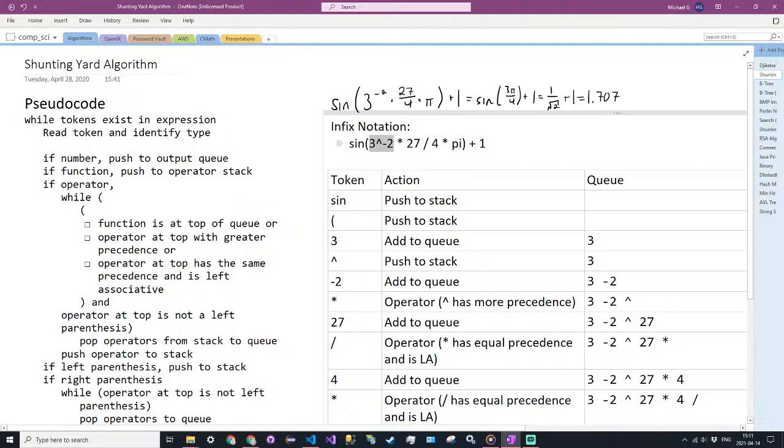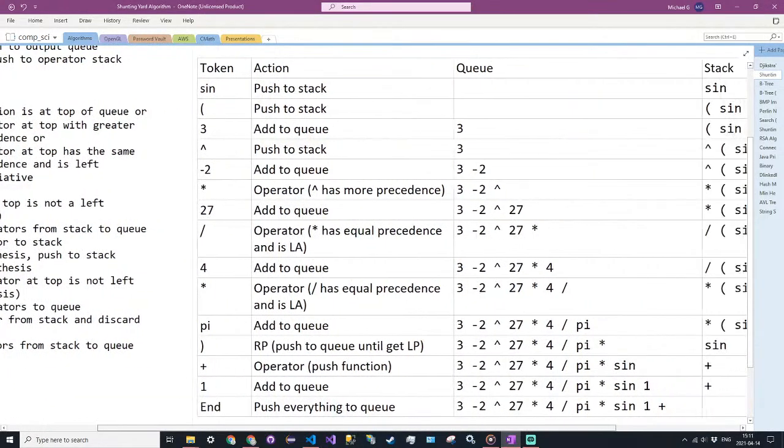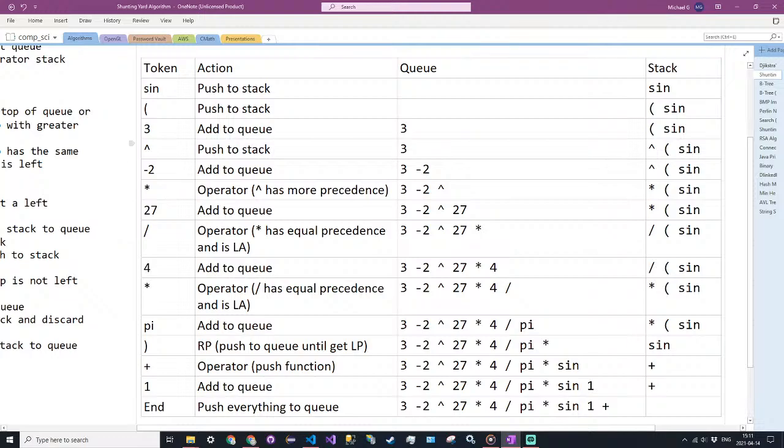If a computer were to evaluate this left to right, well, here I think it would, just because it happens to be in a notation where left to right is proper. But if I were to add a 1 plus here, it would not evaluate it properly, because it would do the 1 plus the 3 raised to the -2 times 27, and just evaluate it left to right, rather than based on the precedence of certain operators. So we're going to have two lists here: a queue and a stack to keep track of which elements go where, and then the output will just be the queue at the end, which we will look at.